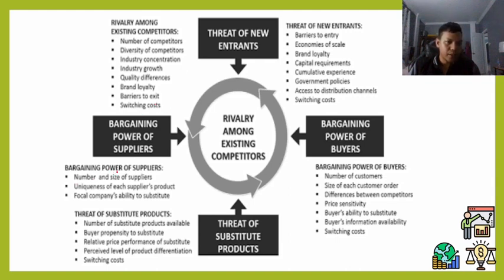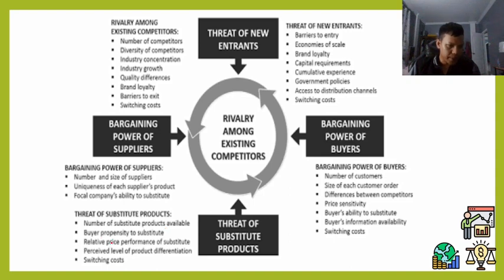And for the bargaining power of suppliers, number and size of suppliers. Again, if there are only a few or only one supplier, it can affect your business because they have the power to increase the price of their products. Uniqueness of each supplier's products, focal company's ability to substitute. So now let's proceed to threats of substitute products. Number of substitute products available. For example, your competitors can offer different varieties of available products. So that is a threat for your business.